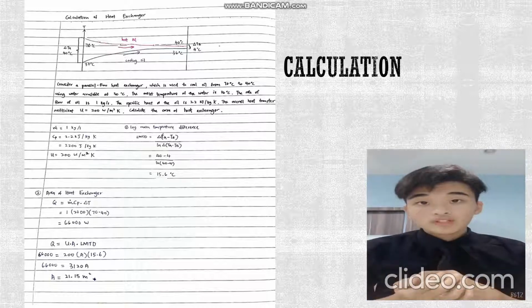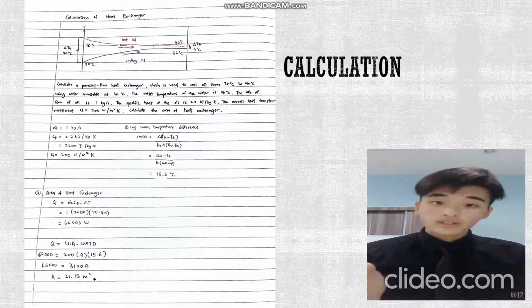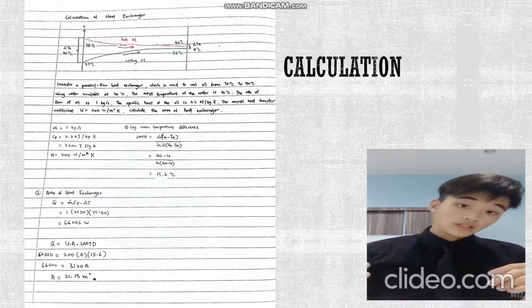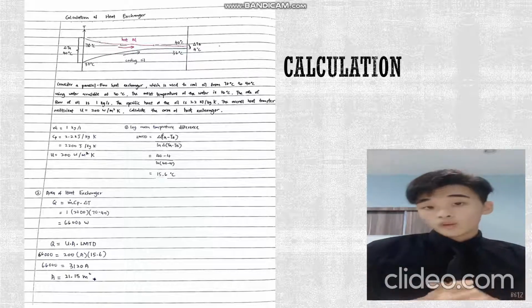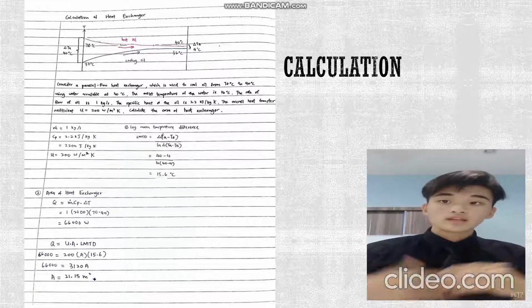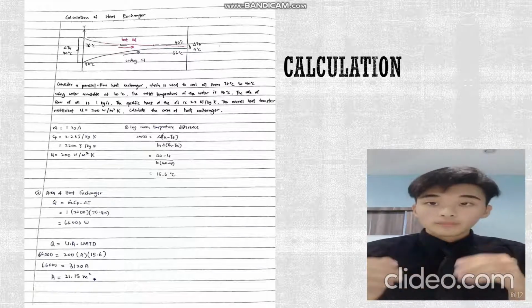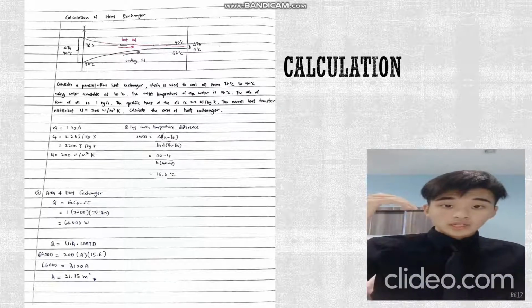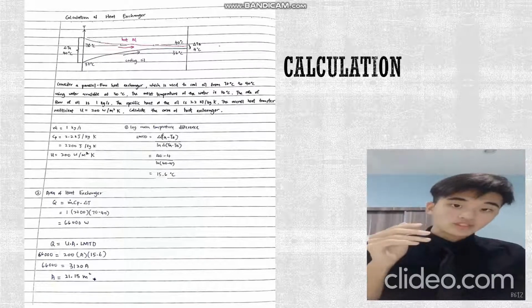The outlet temperature of the water is 36 degrees. The rate of flow of oil is 1 kg per second. The specific heat of the oil is 2.2 kJ per kilogram Kelvin. The overall heat transfer coefficient U is equal to 200 watt per meter square Kelvin. So the question is, calculate the area of the heat exchanger.